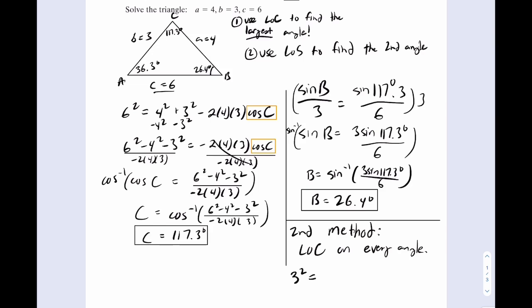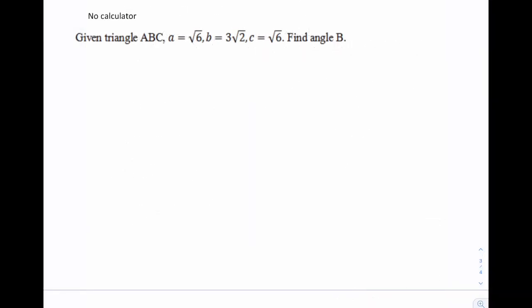3 squared would equal 4 squared plus 6 squared minus 2 times 4 times 6 cosine of B. And then you do the exact same thing, and then you're going to get B is equal to about 26.4 degrees. Now you can do that. I just know a lot of you like law of sines, so I think the law of sines method is pretty good. But I'm just showing you an alternative method. So here's our last example.